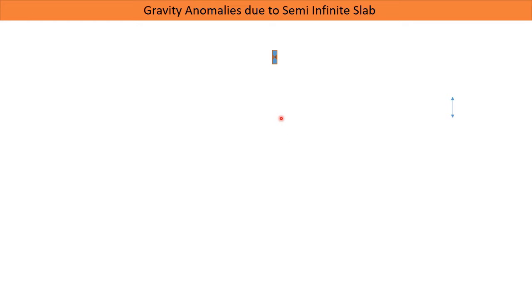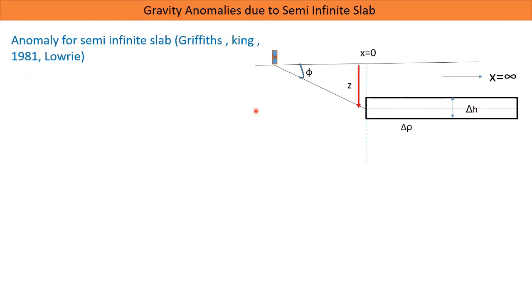next I will be moving to gravity anomalies due to a semi-infinite slab. In practical cases, it is very important. Not going into the detailed derivation, I will just give the formula for the semi-infinite slab. At one axis, it goes to infinity. It is at a vertical distance Z from the earth surface, with thickness delta H, and delta rho the same density contrast with the host rock, and it makes an angle phi with the station, with the horizontal line, this line.